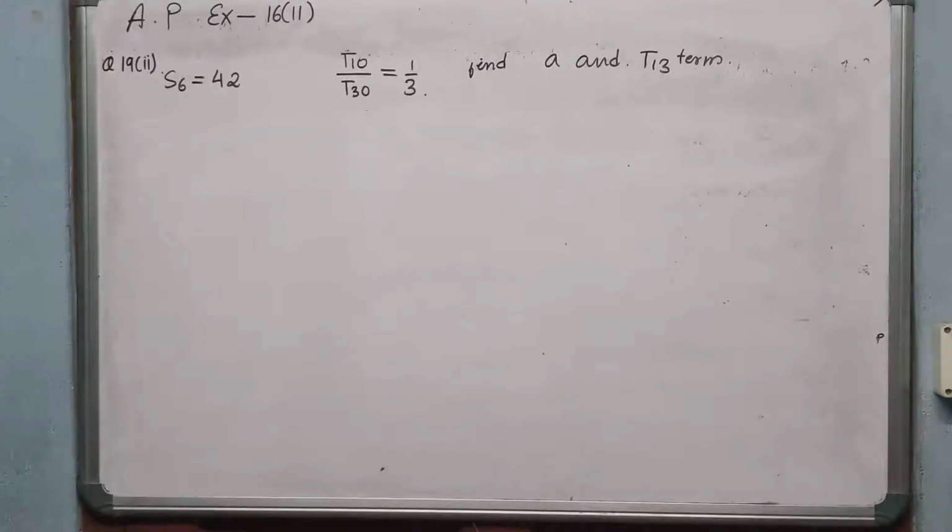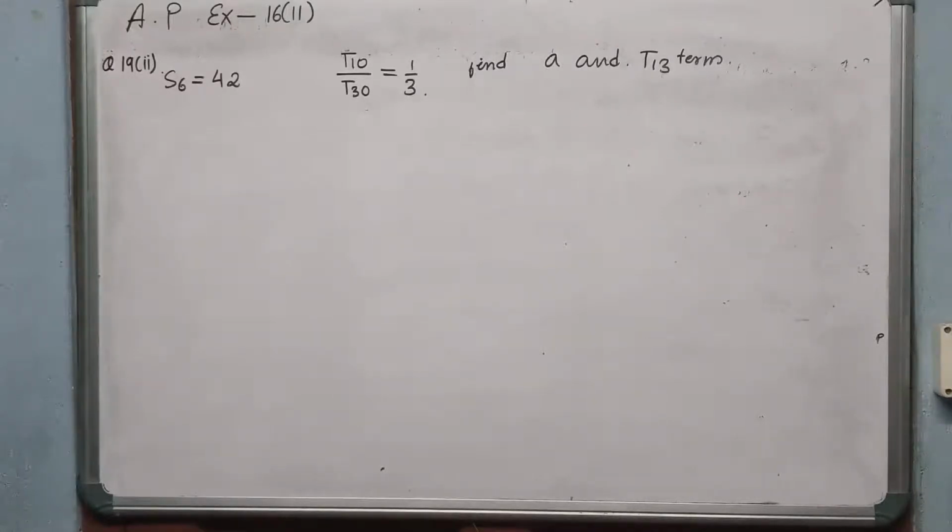Now another question, number 19.2. With this question your section B will finish from AP. The question is: the sum of the first six terms of an AP is 42, meaning S6 is 42, and the ratio of the 10th term to the 30th term is 1 is to 3. Find A, the first term, and the 13th term.